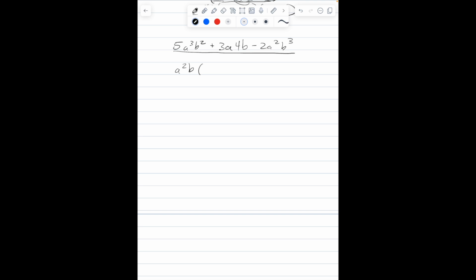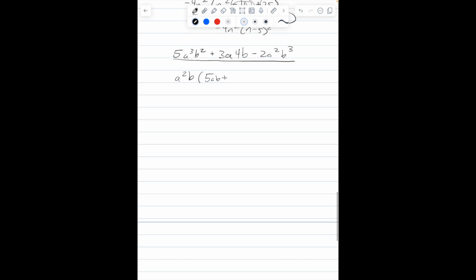Well, if we divide 5a cubed b squared by a squared b, then we're left with 5ab. Everybody see that? If we divide 3a 4b by a squared, wait a minute. I can't do that. Hold on. I'm following my notes from when I did this yesterday to make sure I could do this screencast smoothly.